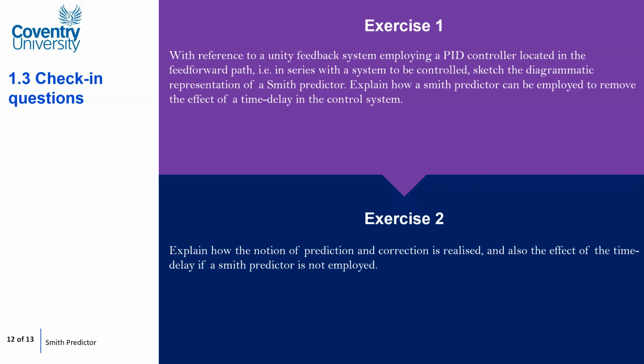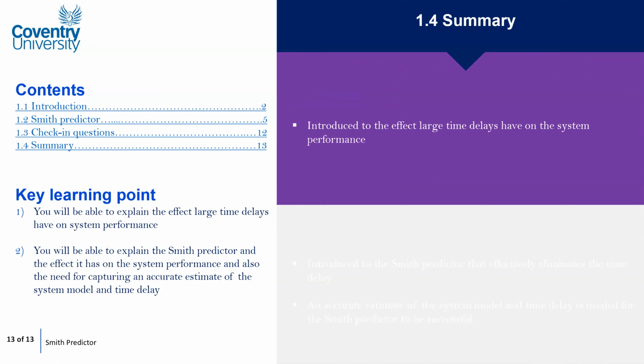And then exercise two: explain how the notion of prediction and correction is realized, and also the effect of the time delay if a Smith predictor is not employed. That goes back to the first graph that we saw, where we didn't have a Smith predictor and we got quite a lot of oscillation on the system response. So stop the video for 10, 15, 20 minutes and have a go at those questions.